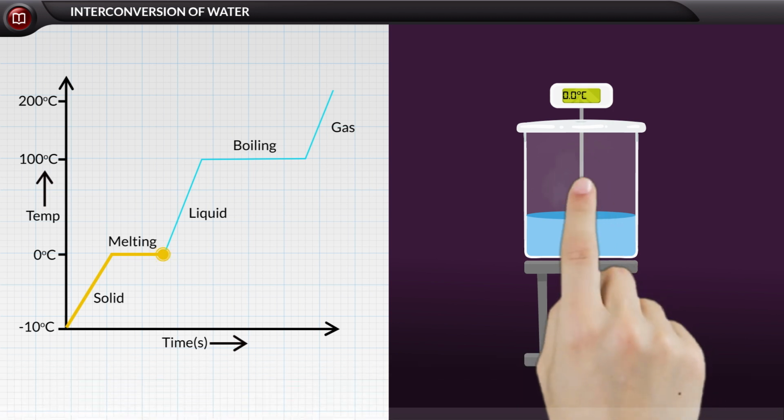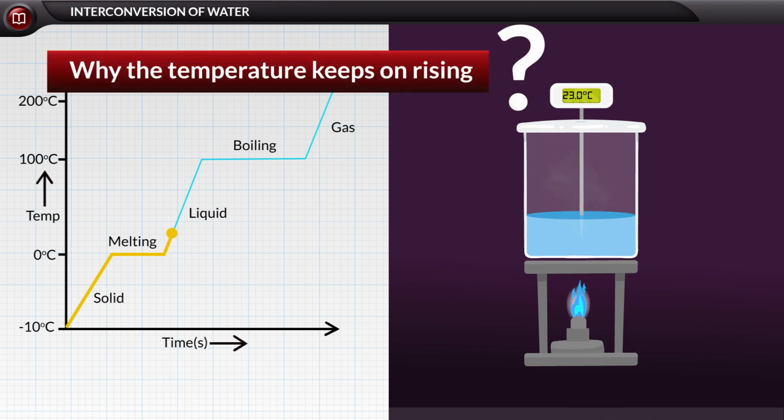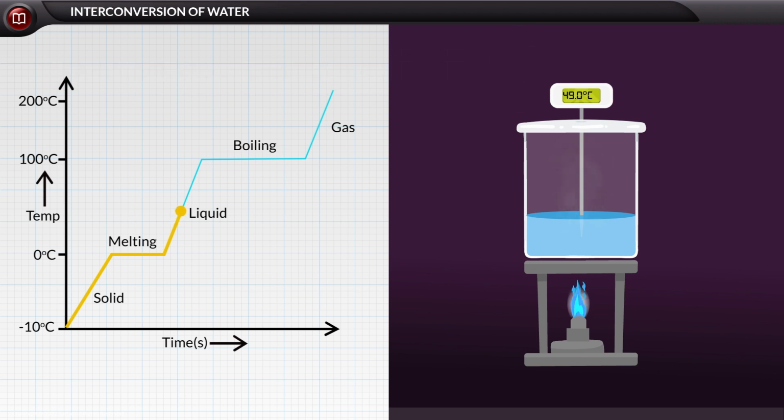As the heating continues, the temperature of the water starts to rise. Why does the temperature keep on rising? This is due to the constant rotation of heated molecules in the fluid, which takes up the thermal energy provided to the liquid water and converts it into its own kinetic energy.